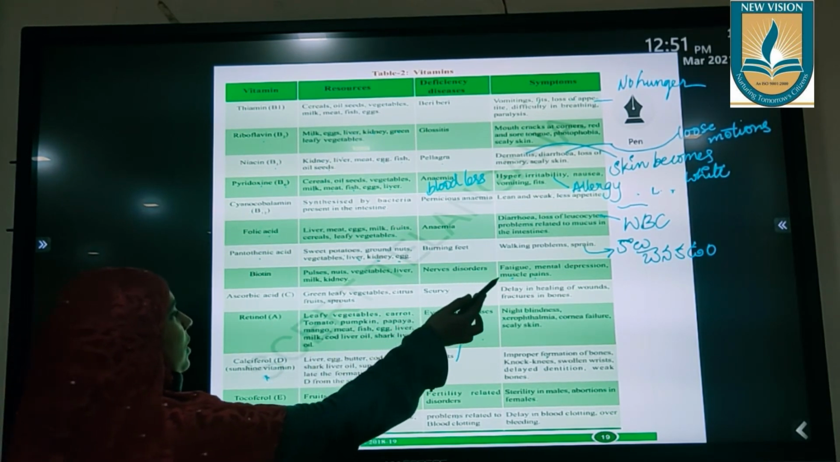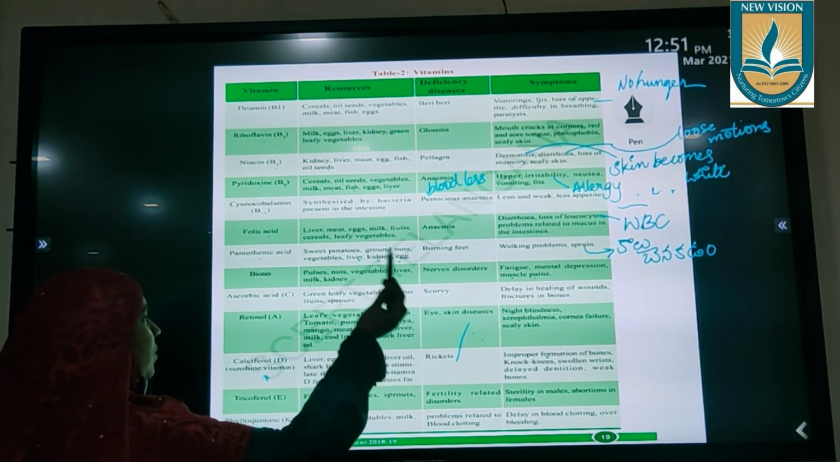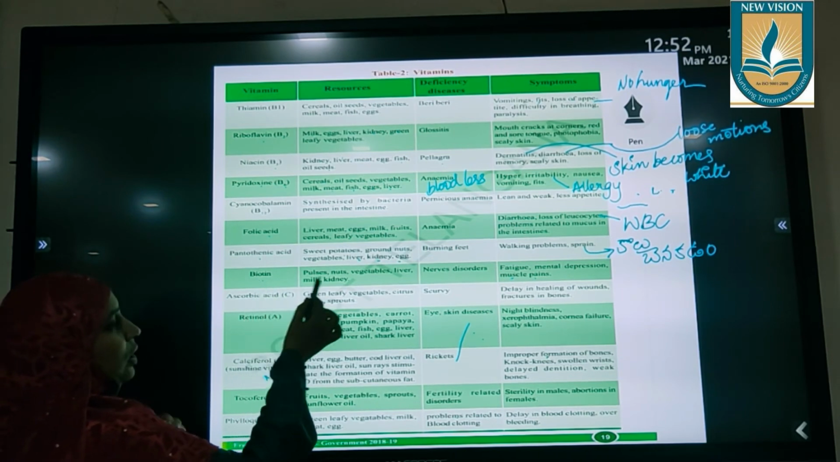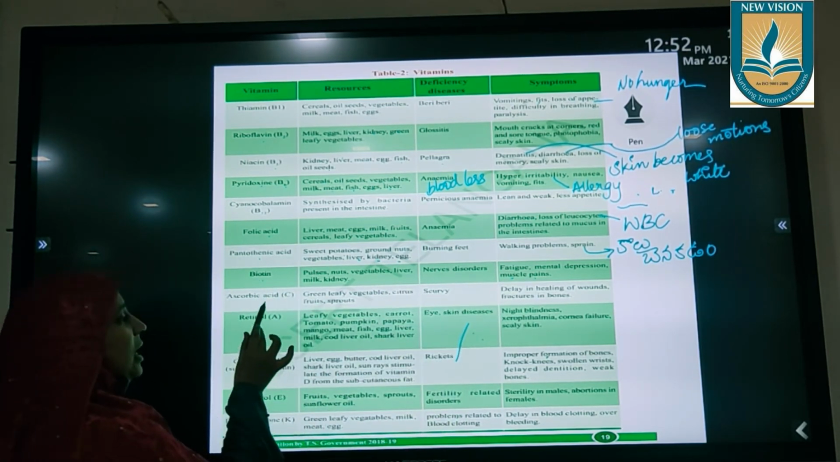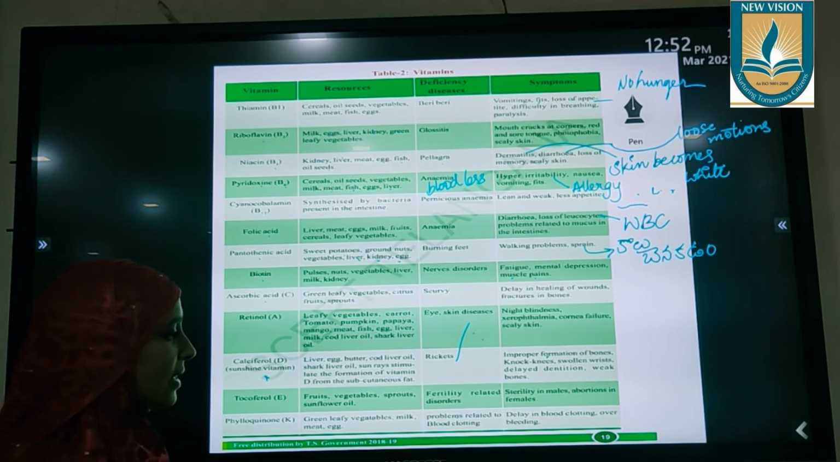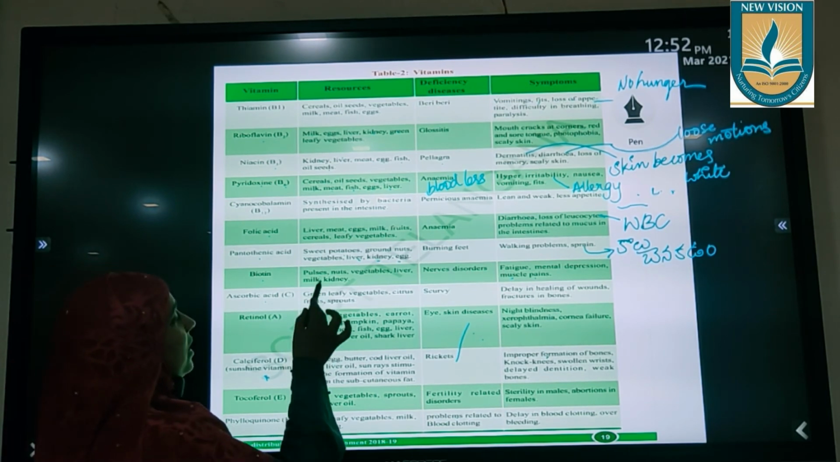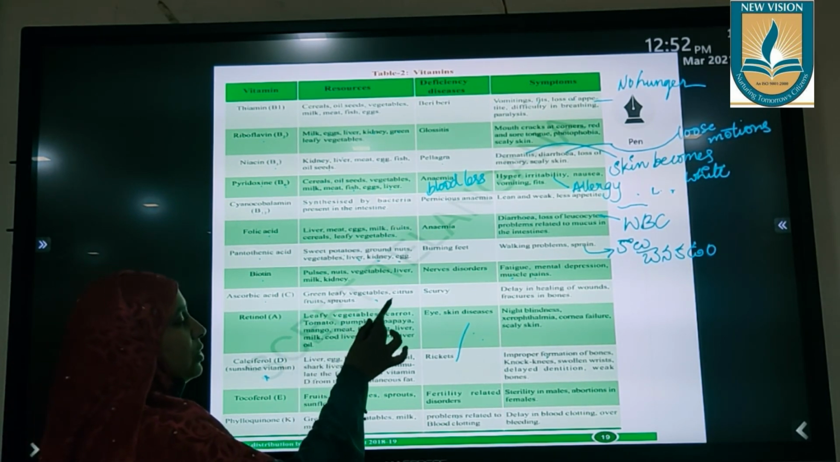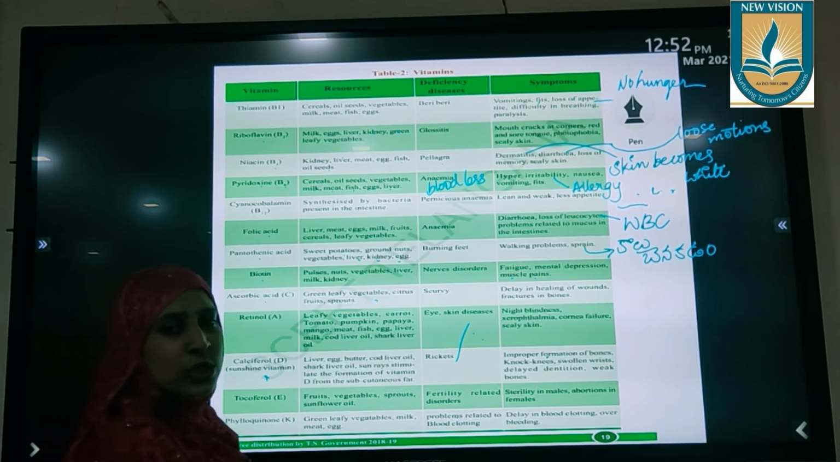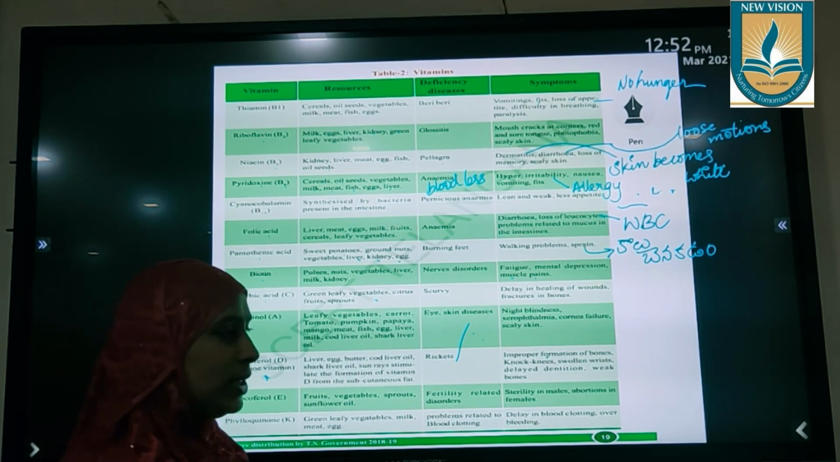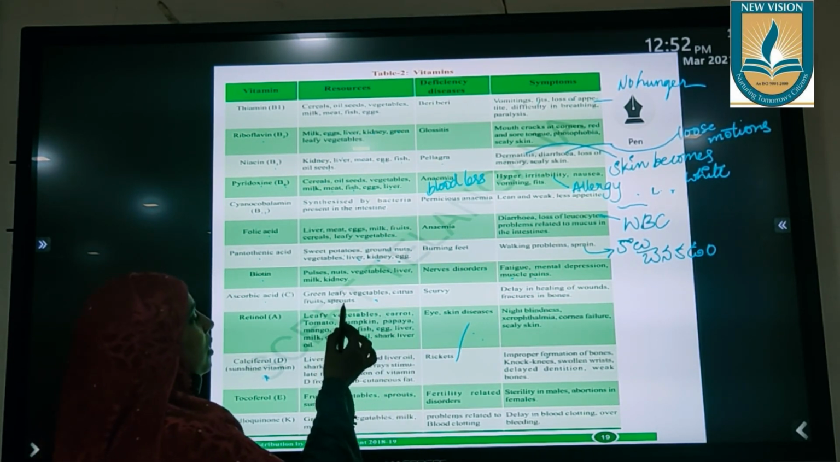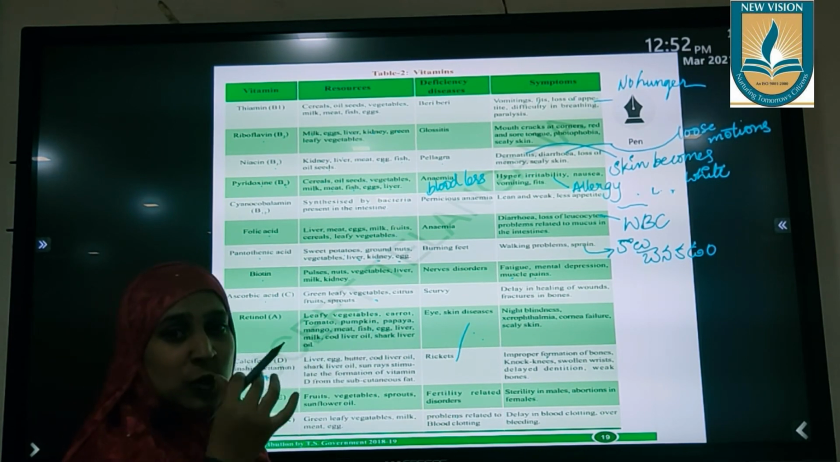So those are the different symptoms of nervous disorder if you don't eat biotin. So these are the symptoms that are seen. Next, vitamin C, ascorbic acid. Ascorbic acid is rich in green leafy vegetables, citrus fruits. Citrus fruits means lemon, orange. All these are citrus fruits. And sprouts. Sprouts, you know.